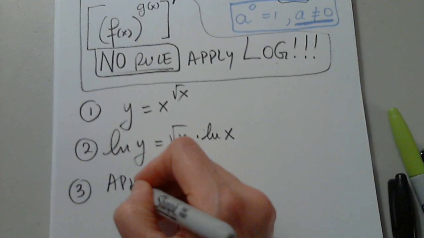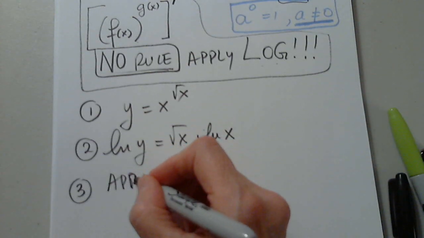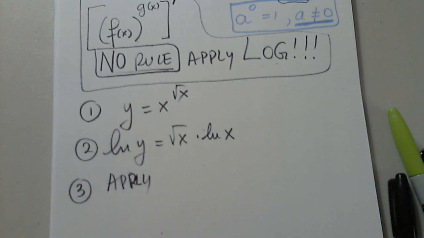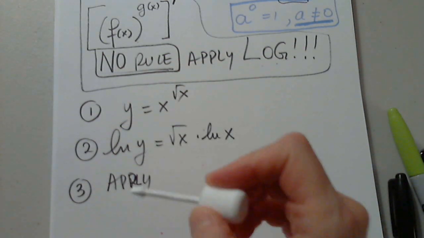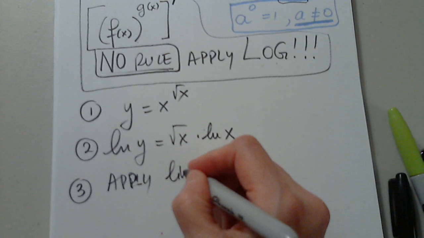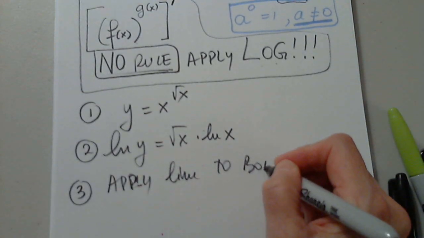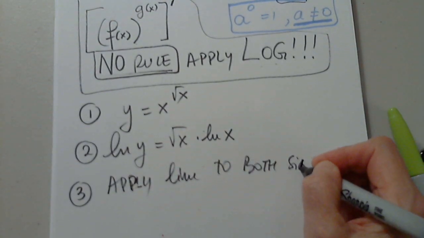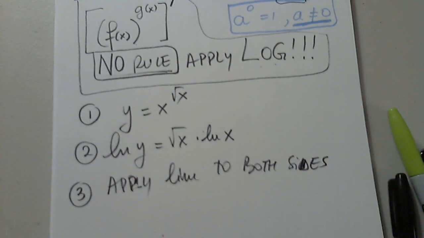So apply, not APRLY, it's APPLY. Sorry about that. I'm not sure what I did here. Okay, better. So apply limit to both sides. Okay, so let's do that.